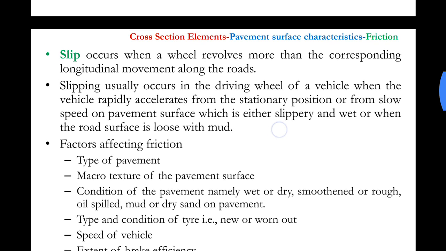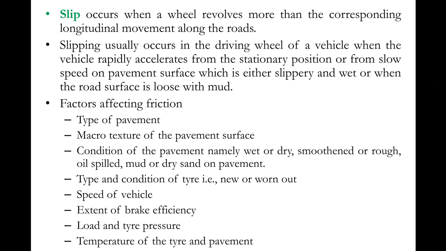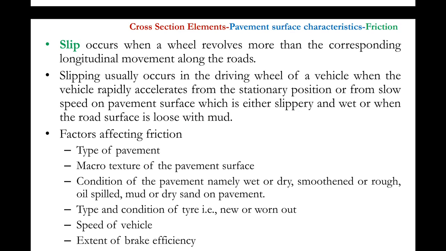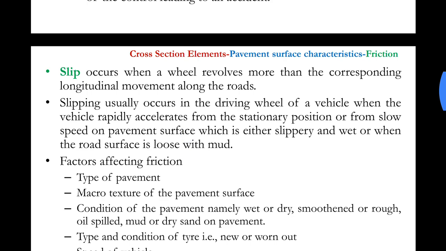You might have experienced this type of condition while driving. When the pavement surface is either wet or there is loose mud on the surface, your wheel slips on the pavement surface. There is no good contact established between the wheel surface and the pavement surface. So although your wheel revolves, your vehicle doesn't move forward. That condition would be slip.